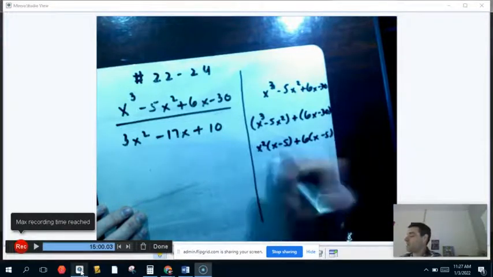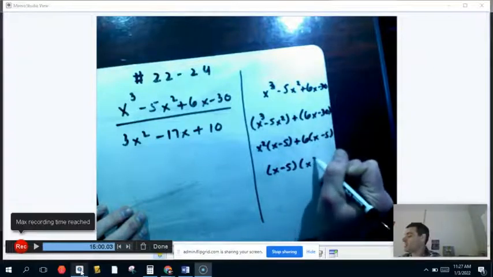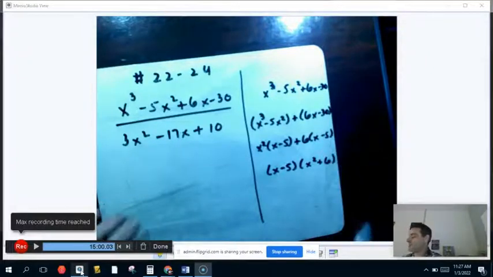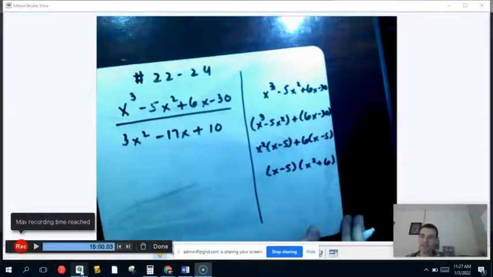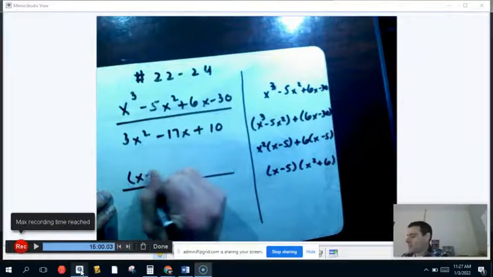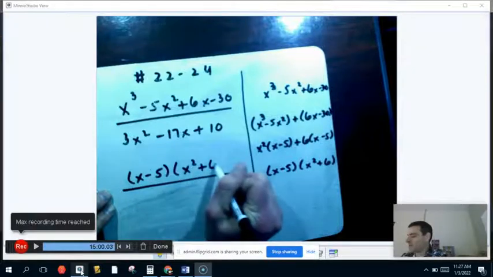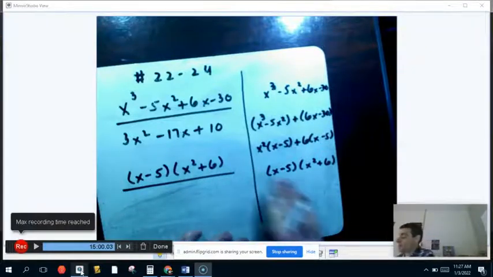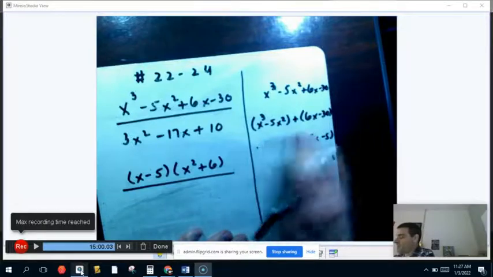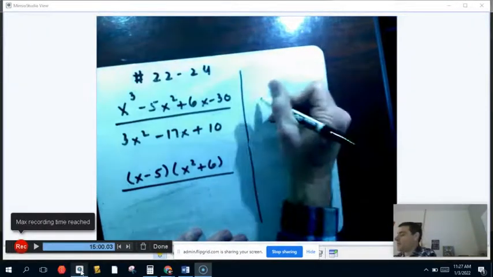Okay, and then these x minus 5s are common to the two large terms. Allow me to write it this way. And there's a previous video that would explain that in more detail. And as always, ask if you have questions about that. But the top now becomes x minus 5 and x squared plus 6. Okay, I'm going to erase this. Again, pause, rewind if you need to. I'm going to factor the top.